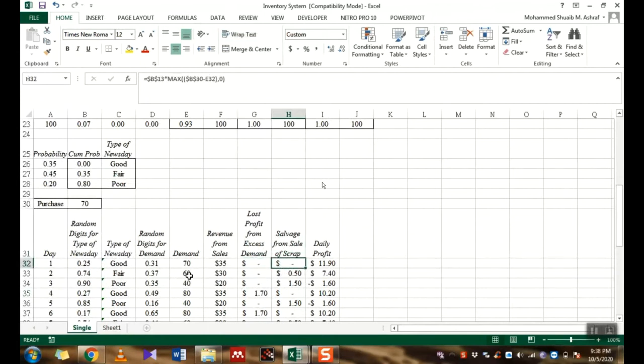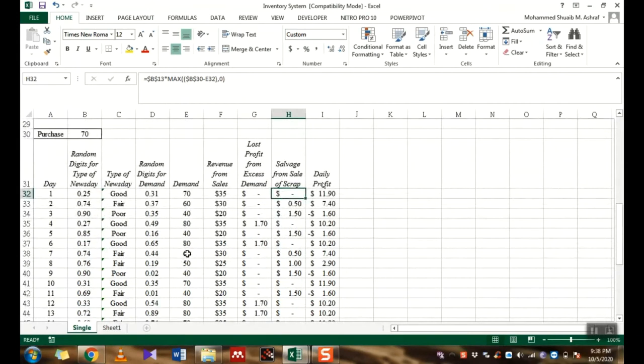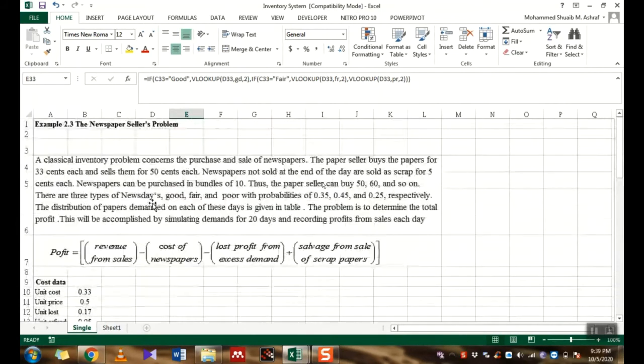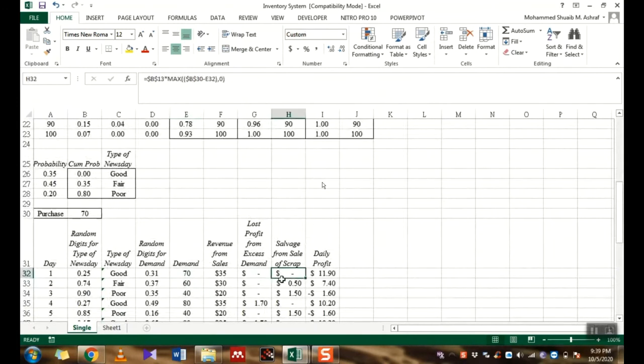Now, salvage from sale of scrap. Salvage means the units that we return at the end of the day. See here, on day 2, the demand is 60, so we will be left with 10 newspapers. So 10 newspapers will be returned at the price of 5 cents. This is computed here also.